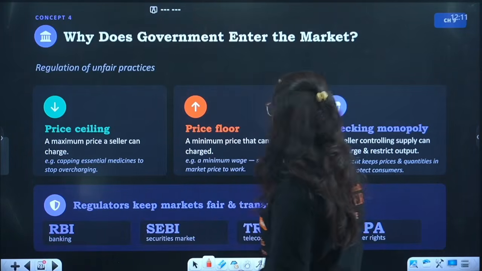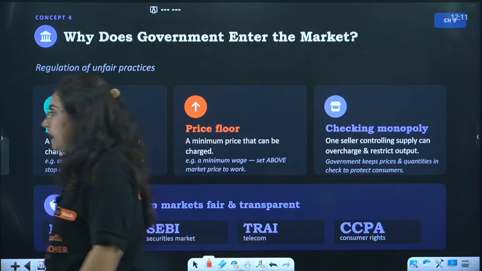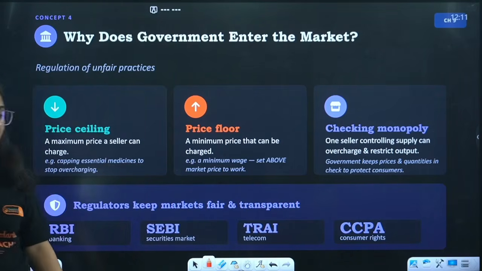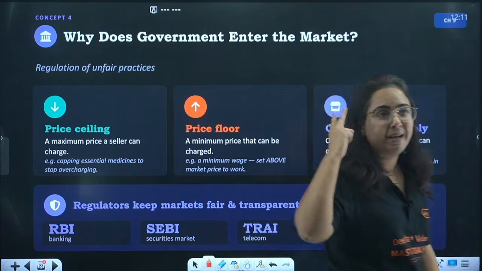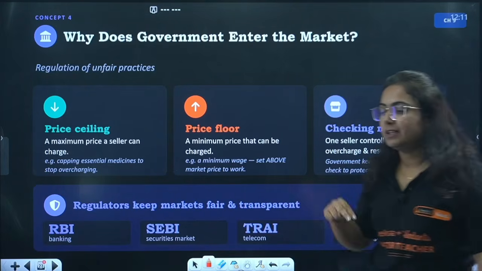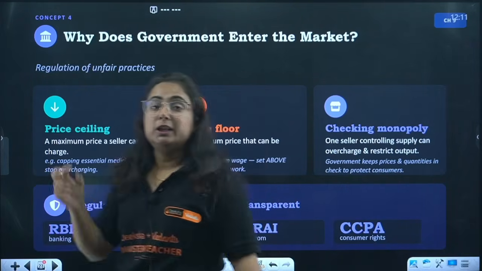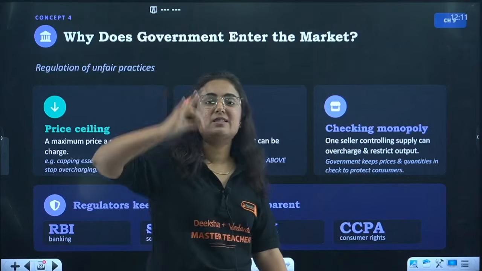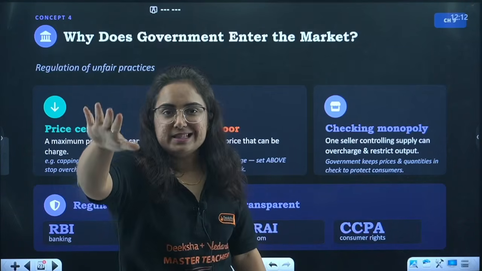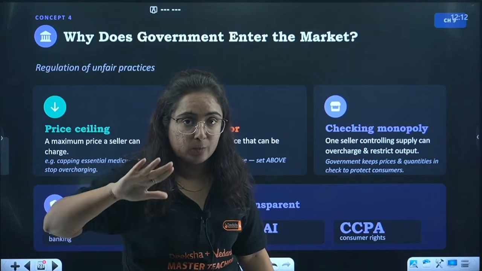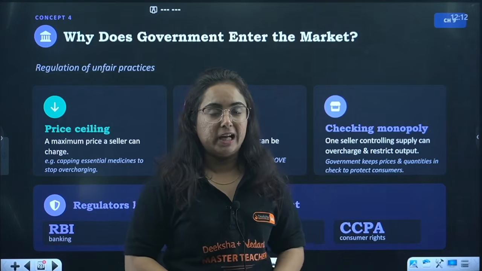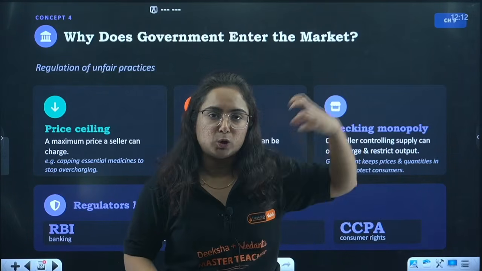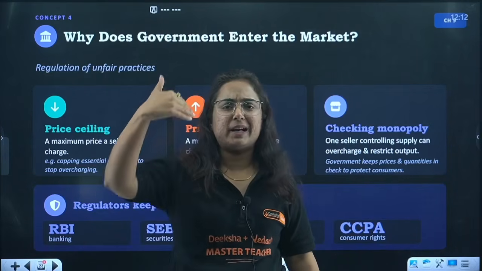Why does the government enter the market? Now comes the question. So beta, according to what we were seeing right now, the two factors that influence the market, the two factors that fluctuate the price in the market, are demand and supply. Okay. But now, who is demanding? The people. Who is supplying? The people. The demand is from the people who want to buy things, and the supply is by the suppliers.